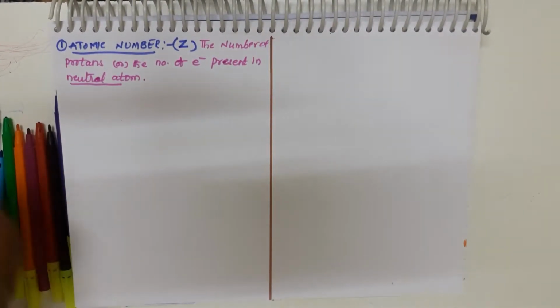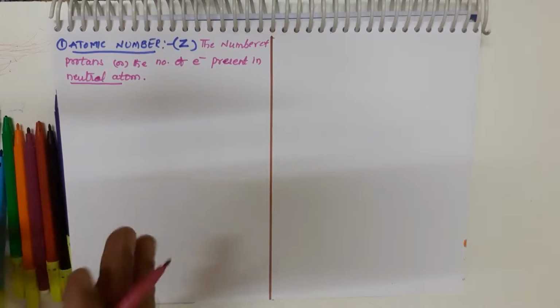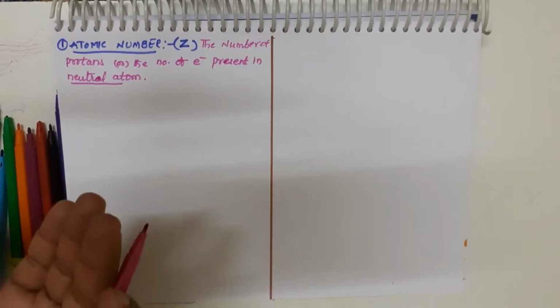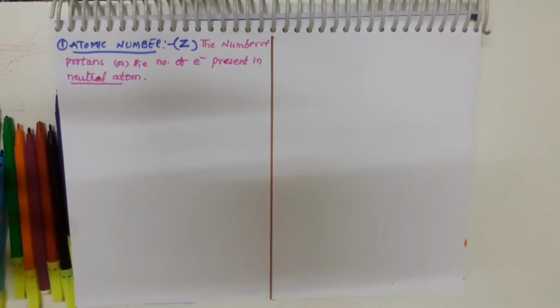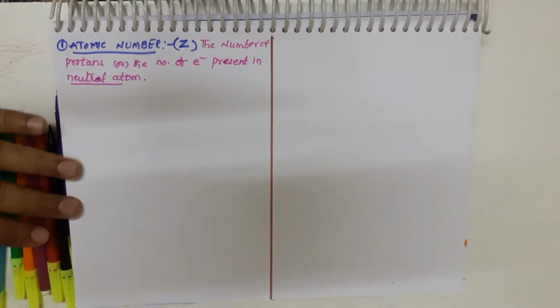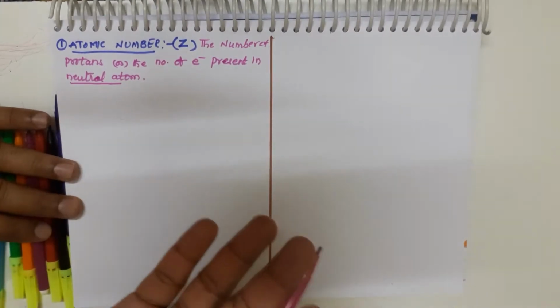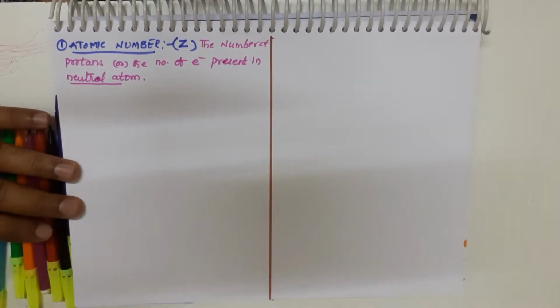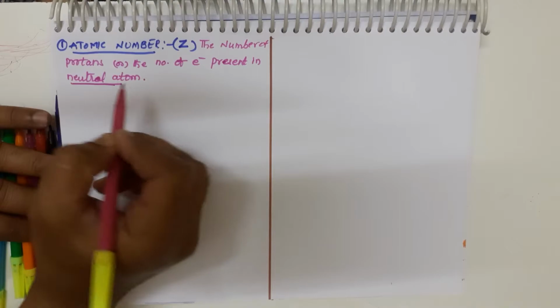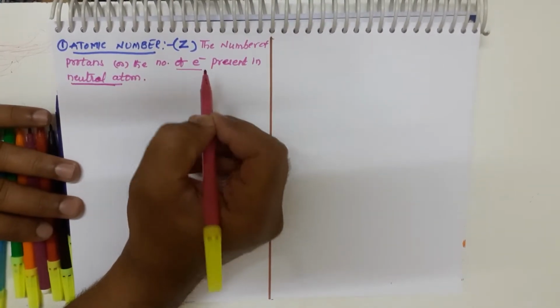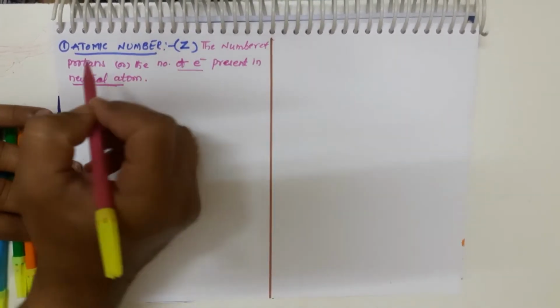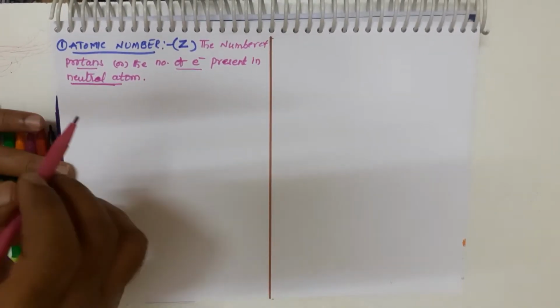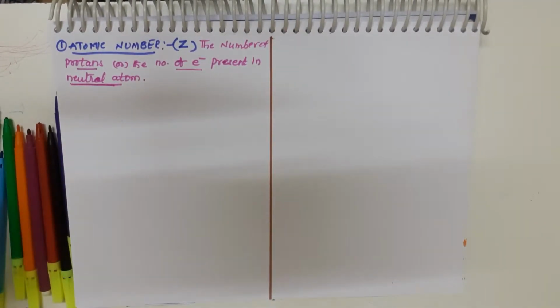Neutral atom means the charge is zero. If charge is positive, that is a cation. If charge is negative, that is an anion. In a cation or anion, there is a smaller or larger number of electrons than in the neutral atom. That's why in a neutral atom, the number of electrons is equal to the atomic number, or the number of protons present in the nucleus is equal to the atomic number.